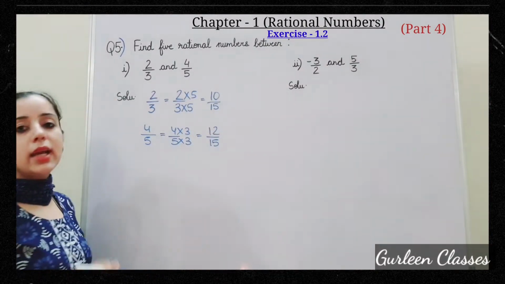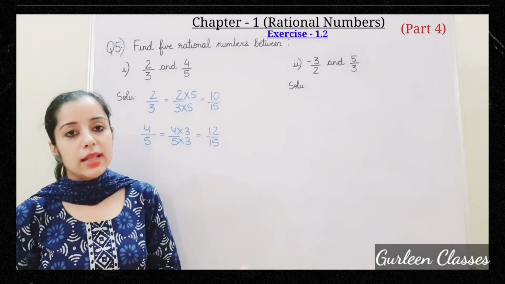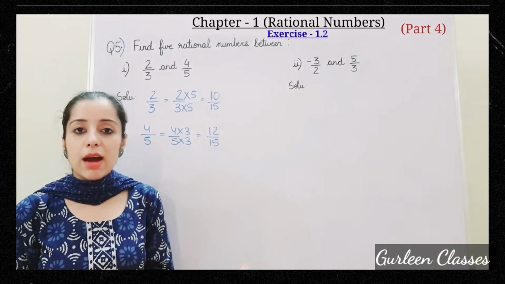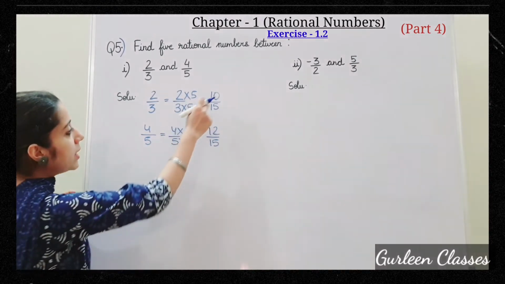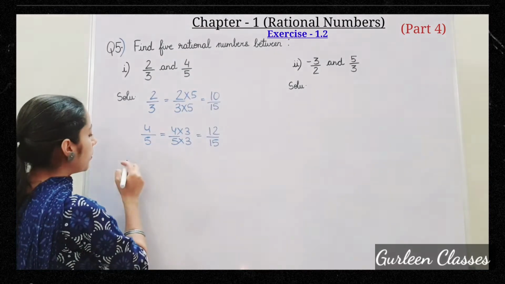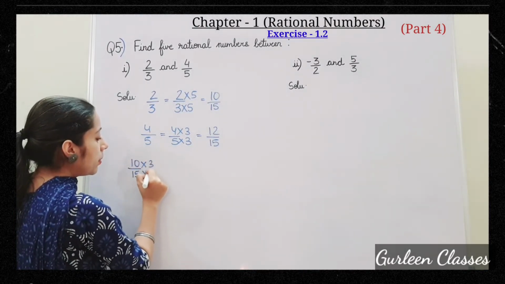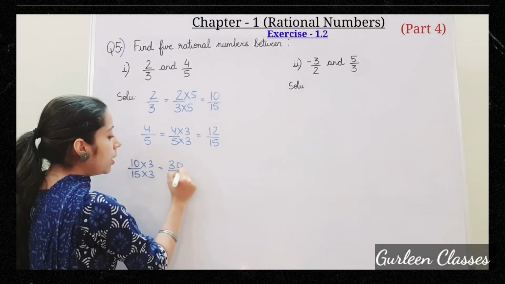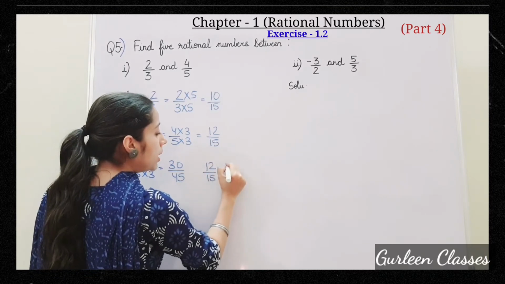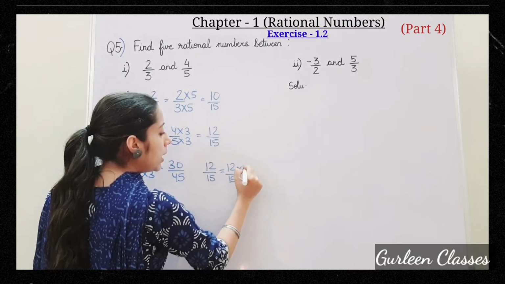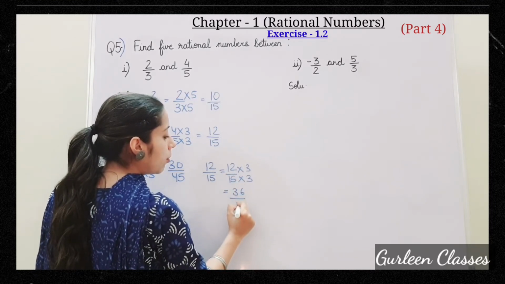So students, between 10 upon 15 and 12 upon 15, only one rational number will lie, that is 11 upon 15. We have to find out 5 rational numbers. So let us take some big number. Let us multiply numerator and denominator by 3. So we have 10 upon 15 multiply by 3. So we got 30 upon 45. Next we have 12 upon 15 multiply numerator and denominator by 3. So we got 36 upon 45.